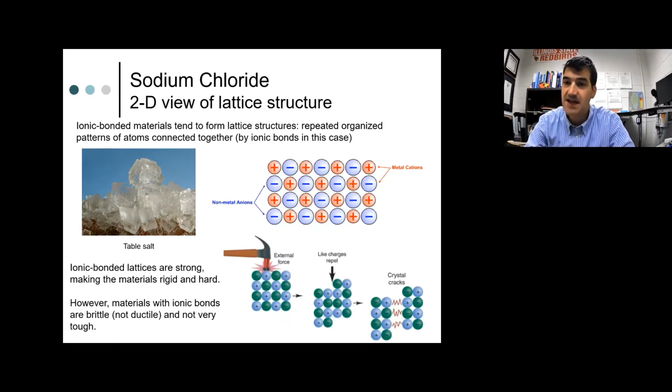And so instead of just smoothly deforming like polymers will, this is just going to crack and cleave or split. All those words mean kind of the same thing. So it's just going to split because they're not very ductile. So ionic bonded materials usually form lattice structures, and those structures tend to be strong, and they tend to be rigid, and they tend to be hard, but they are not very ductile. And if something is not ductile, we say that it is brittle.